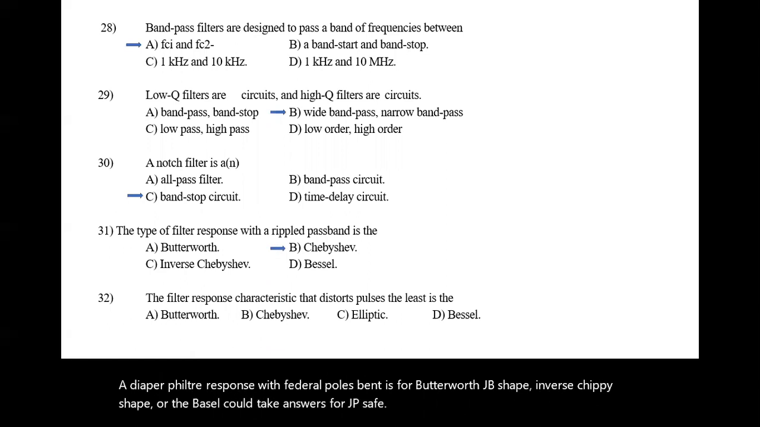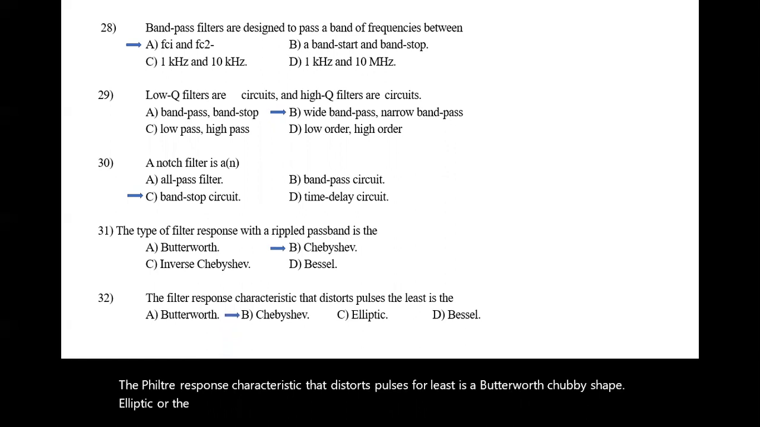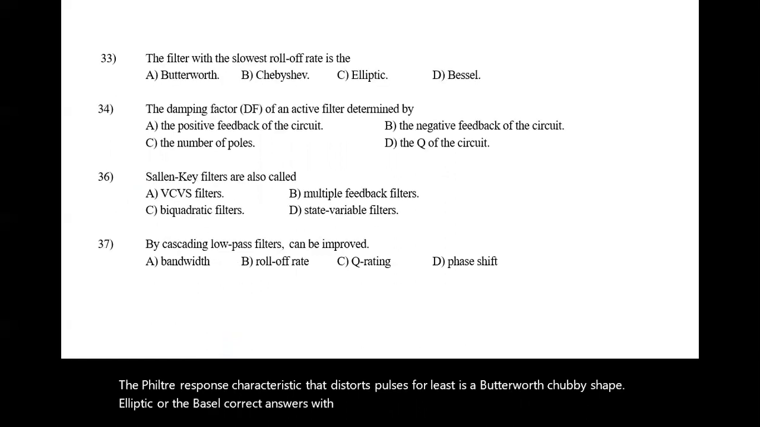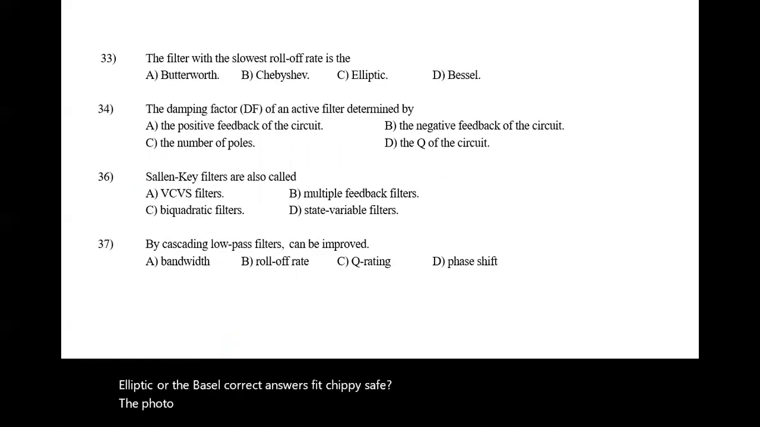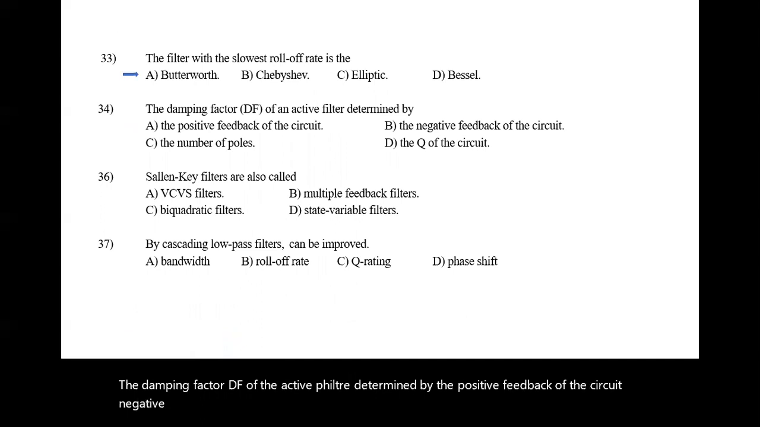The filter response characteristic that distorts pulses the least is the Butterworth, Chebyshev, elliptic, or the Bessel. The correct answer is Bessel. The filter with the slowest roll-off rate is Butterworth, Chebyshev, elliptic, or Bessel. It is Butterworth. The damping factor, DF, of an active filter is determined by the positive feedback of a circuit, the negative feedback of a circuit, the number of poles, or the Q of a circuit. The correct answer is the negative feedback of a circuit.